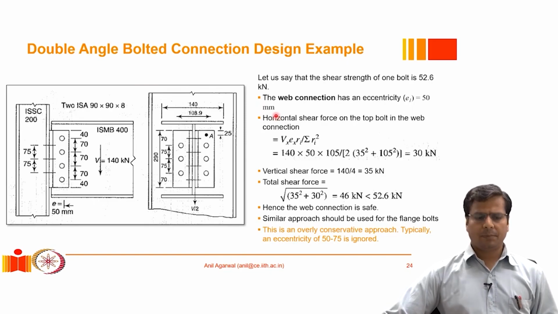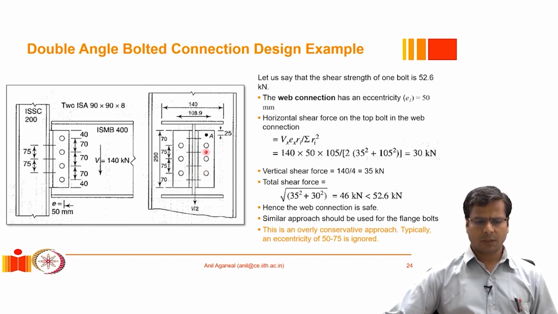So let us do an example on a bolted double angle connection. The example is pretty straightforward. You can see this beam, an ISMB 400 beam, is taken. It is subjected to a shear force demand of 140 kilonewton. Of course, at the ends this is meant to be a simple connection, so we don't have any moment acting at the end. And this beam is supported by a column, which is an ISSC 200 column.